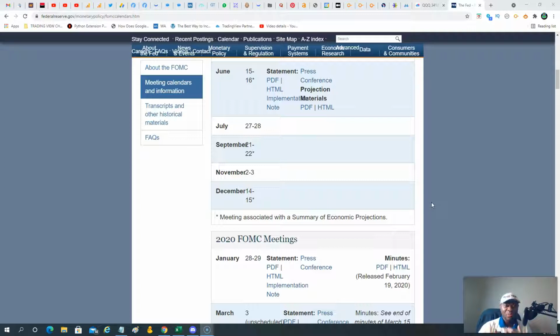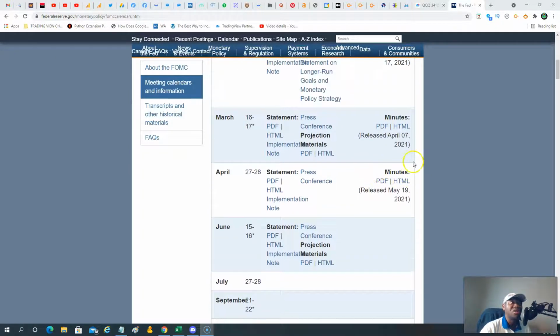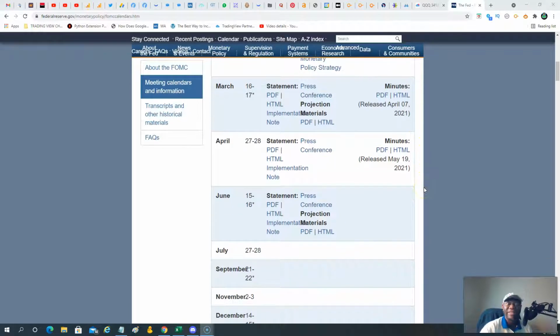So you and I, we make money trading options when the market moves, when a certain asset moves. So in this case, the first thing that I want you to take away is you go to your calendar, you go to this website, federalreserve.gov, and the calendar is there. It's known in advance. It's not a surprise.